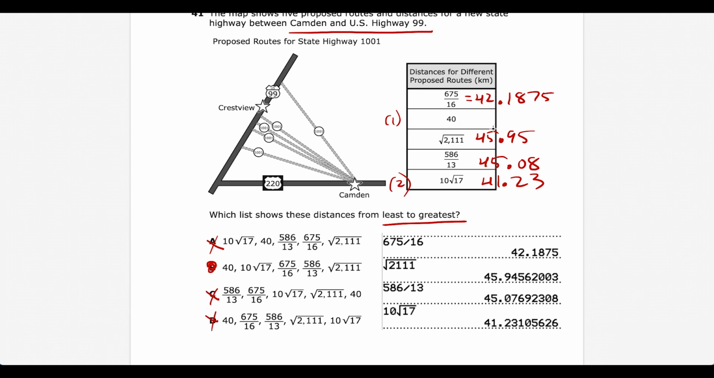But then let's say we keep ordering this. Notice next after this would be 675 over 16 is our third option, and that's definitely showing up third here. And then we have 586 over 13. This is definitely fourth because this is less than 45.95. And then this is definitely our fifth number here. So choice B is our answer.